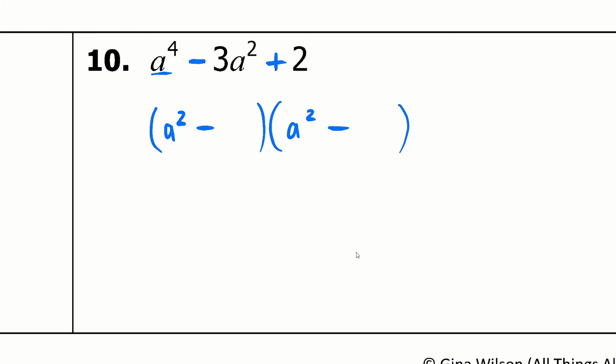So we're looking for the two numbers that will multiply to get 2, and they'll combine, because those signs are the same, they'll combine to get 3. Well, it's definitely 2 and 1. That's the only thing that will even multiply to get 2. So it has to be that.